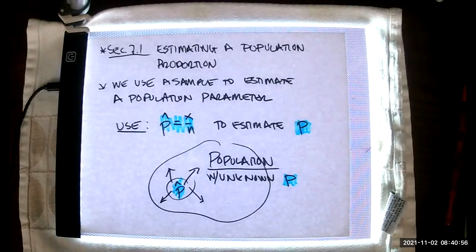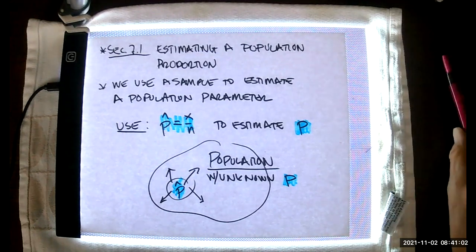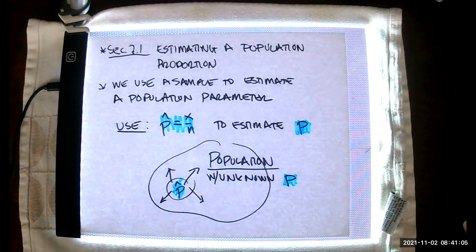Welcome, Math 13 students. Here is a lecture on the details of section 7.1. We'll have a couple of lectures here. The first lecture has to do with estimating a population proportion. That's the main goal of this section. There's a couple of other things we'll talk about tomorrow.